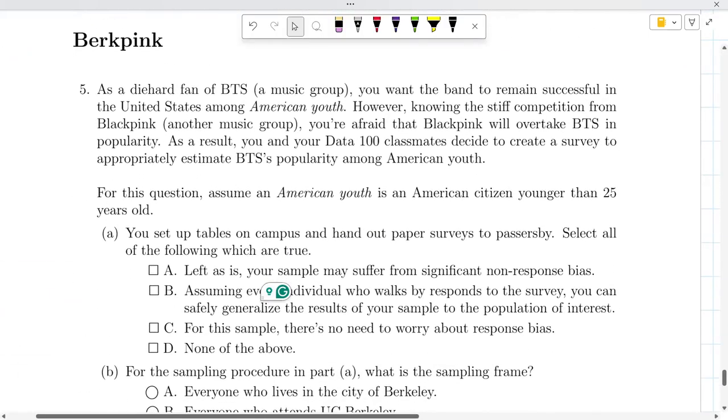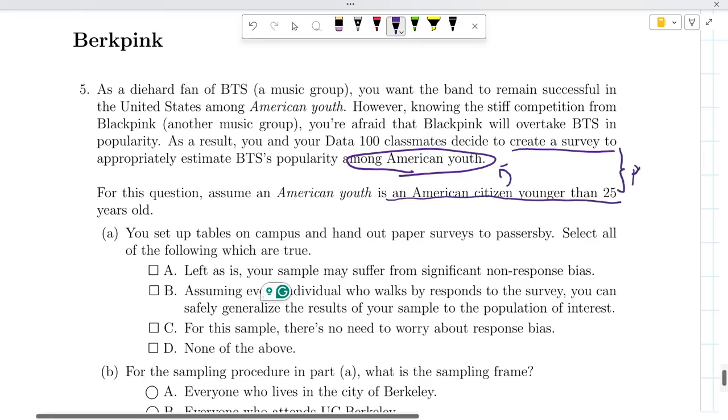Okay, now the last question is about K-pop. Someone is a diehard fan of BTS, and they want to investigate how other groups are doing compared to the group they like. So currently, you want to create a survey to approximately estimate the popularity of BTS among American youth. American youth is defined as an American citizen younger than 25 years old. So this is your population of interest.